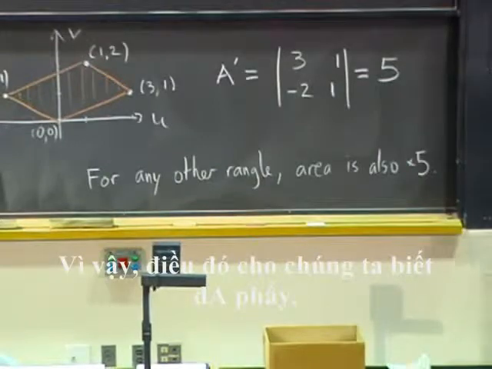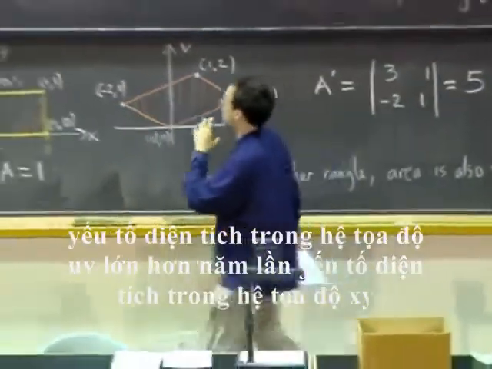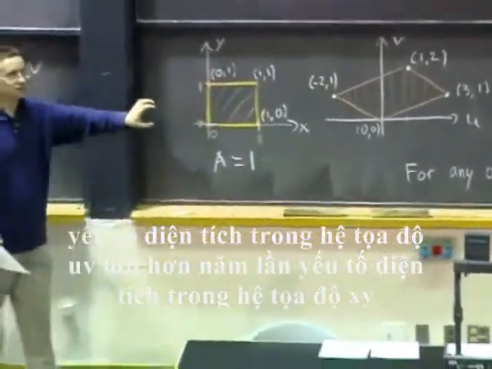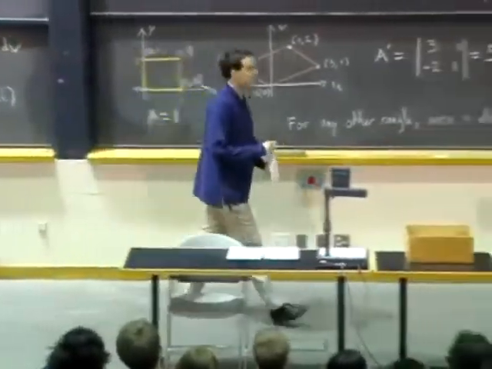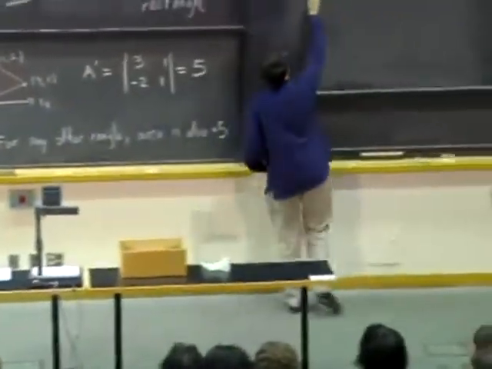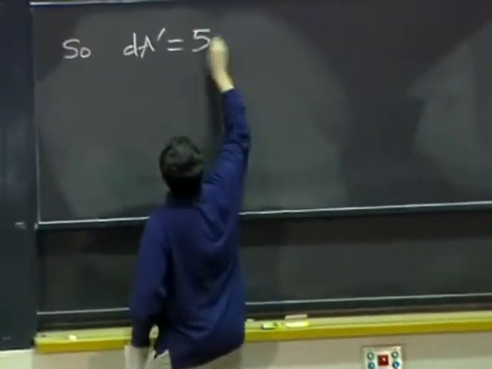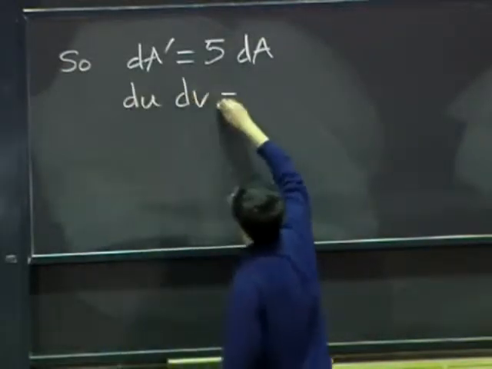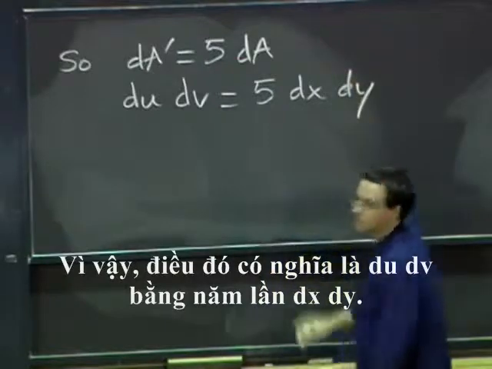So that tells us that dA prime, the area element in UV coordinates, is worth 5 times more than the area element in XY coordinates. So that means du dv is worth 5 times dx dy.